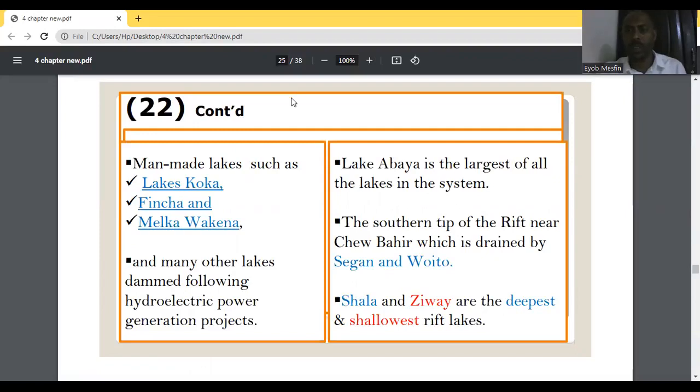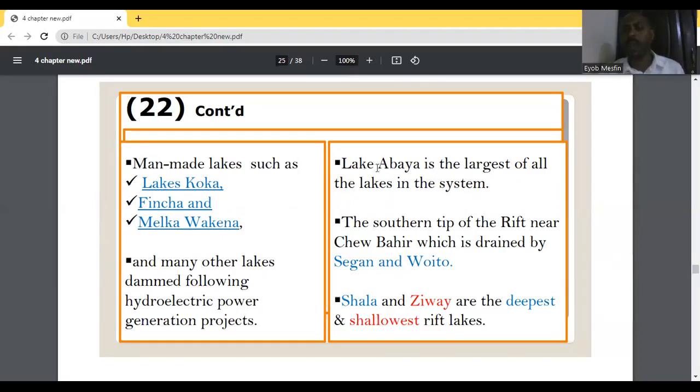We talked before about the lakes which were formed naturally, but now we also have additional man-made lakes, which were constructed at different times for different purposes, mainly for hydroelectric purposes. So we have Lake Koka, Fincha, Malka Wakana, and there are also other man-made lakes. The best known are Malka Wakana, Fincha, and Lake Koka, purposely constructed for hydroelectric power generation.